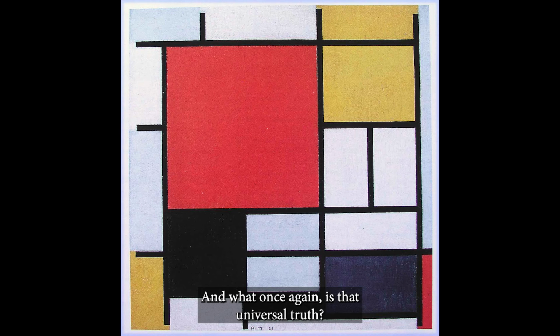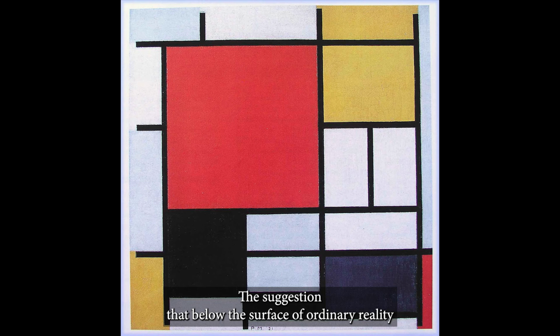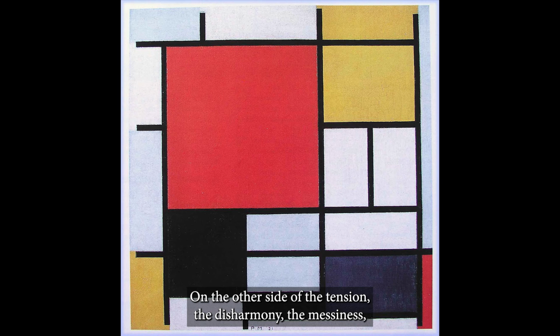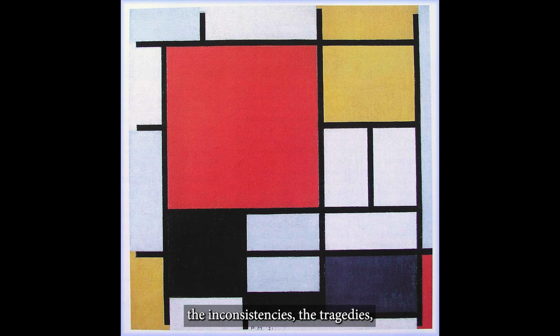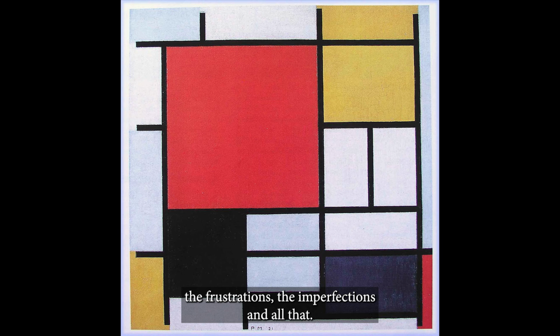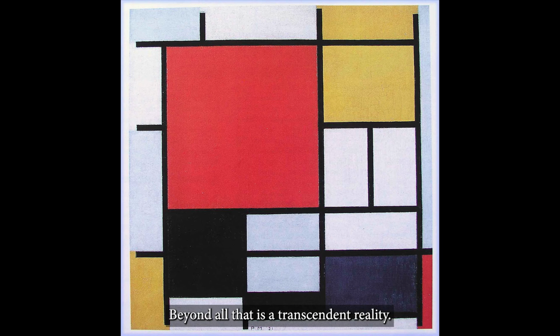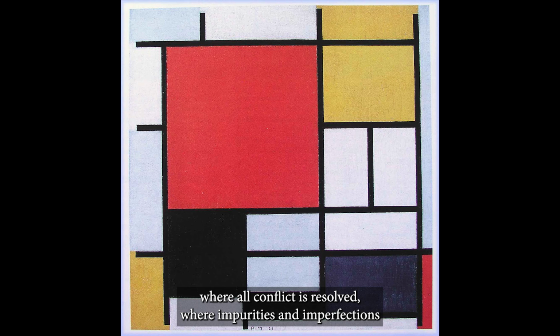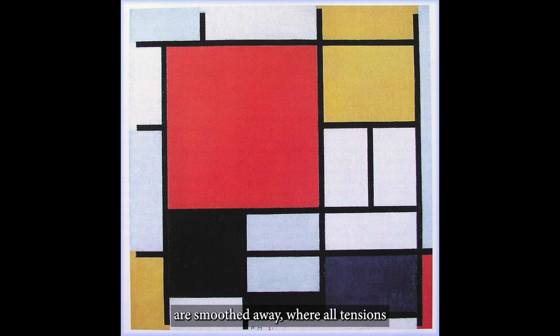And what, once again, is that universal truth? The suggestion that below the surface of ordinary reality is a spiritual reality, that beyond all the chaos in the world, on the other side of the tension, the disharmony, the messiness, the inconsistencies, the tragedies, the frustrations, the imperfections, and all that, beyond all that is a transcendent reality, a world of essences, a spiritual dimension where all conflict is resolved, where impurities and imperfections are smoothed away, where all tensions and disharmonies are brought under control. This painting expresses that vision.